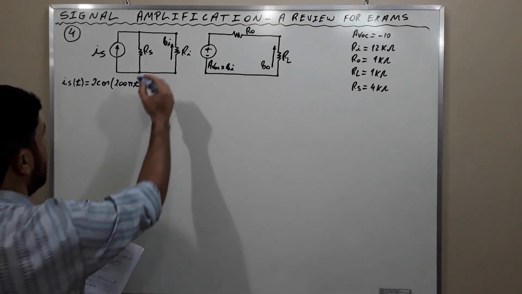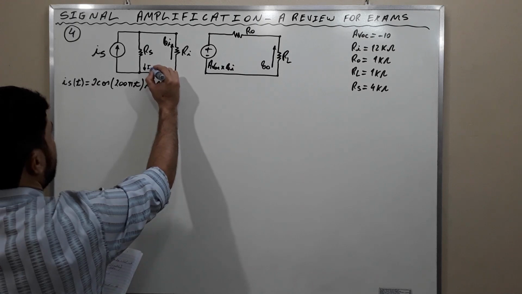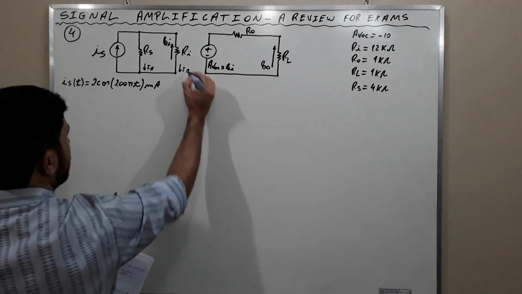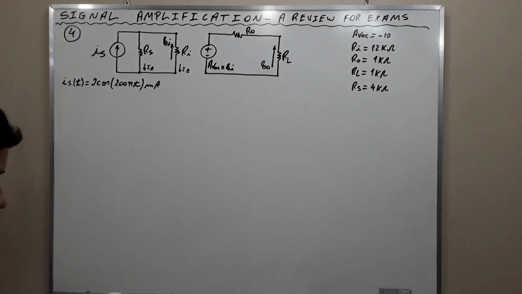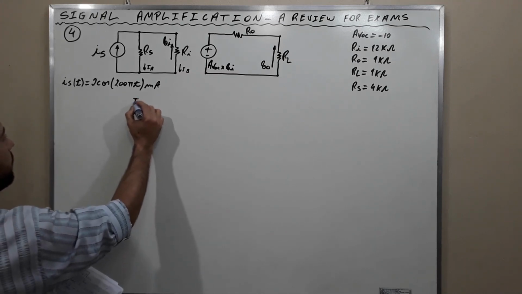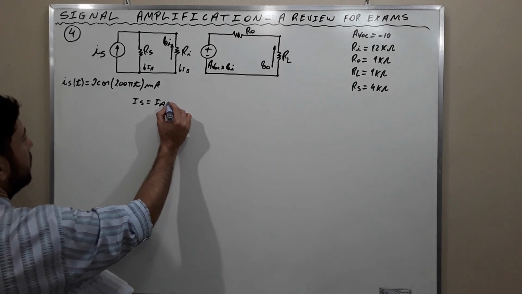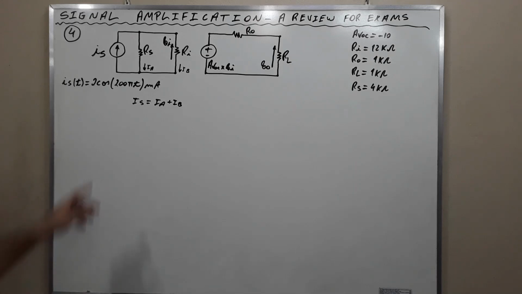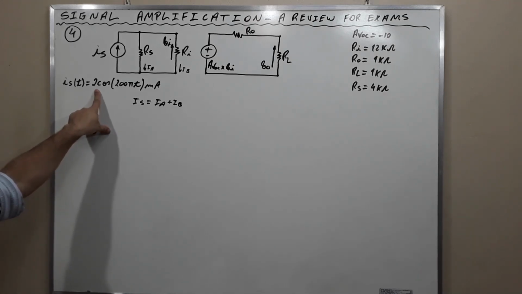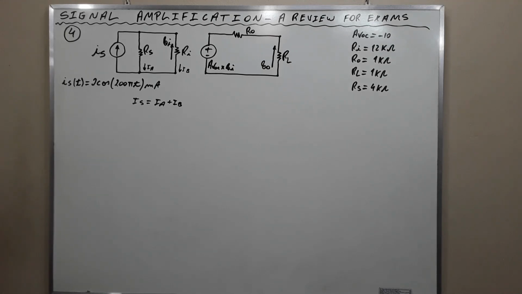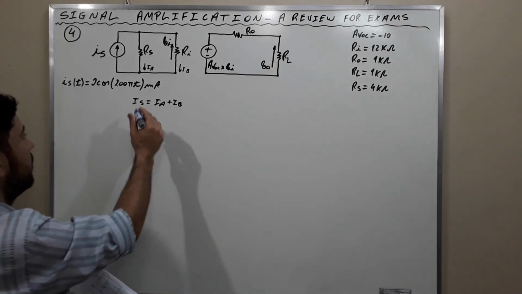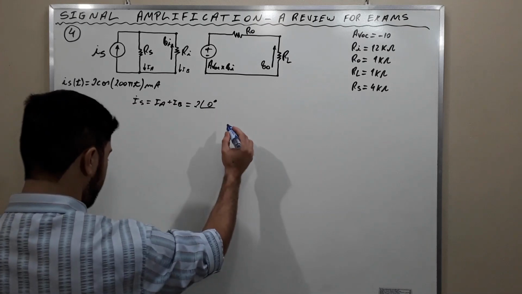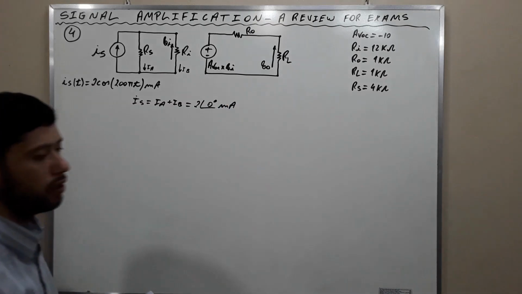Let's begin with this. We're going to calculate voltages and currents in the circuit of the left, okay? Let's label here IA and here IB. All right, applying Kirchhoff's current law, we find that IS is equal to IA plus IB. And in accordance with the data provided by the exercise, the current phasor is going to be 2 phase 0 degrees milliamps.